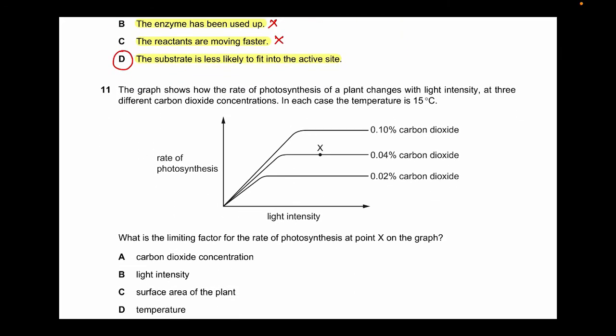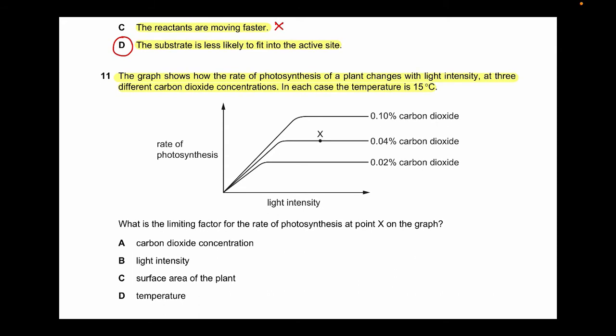The graph shows how the rate of photosynthesis of a plant changes with light intensity at three different carbon dioxide concentrations. In each case, the temperature is 15 degrees Celsius. So temperature is fixed for all experiments. We can see light intensity is being increased in this direction. Okay, and at 0.10% carbon dioxide, we can see the rate of photosynthesis is really fast.